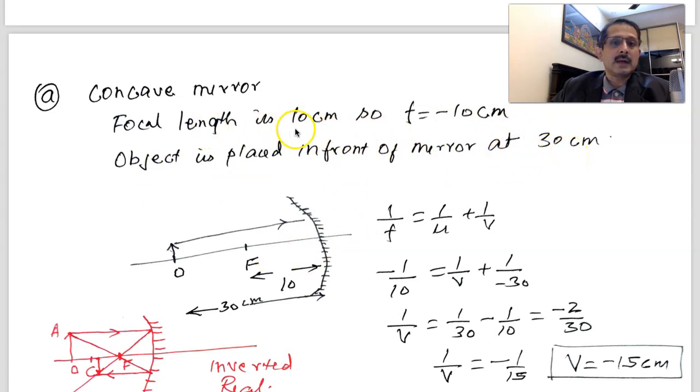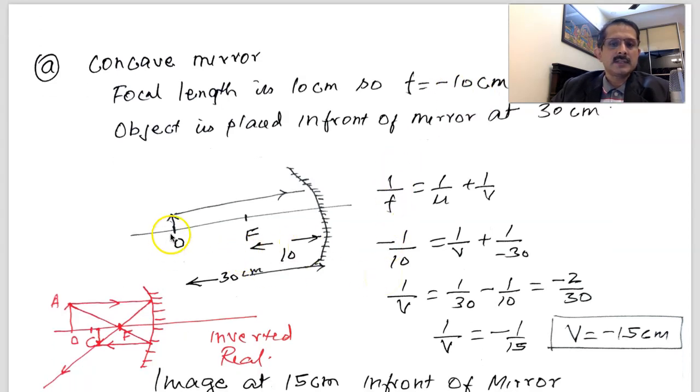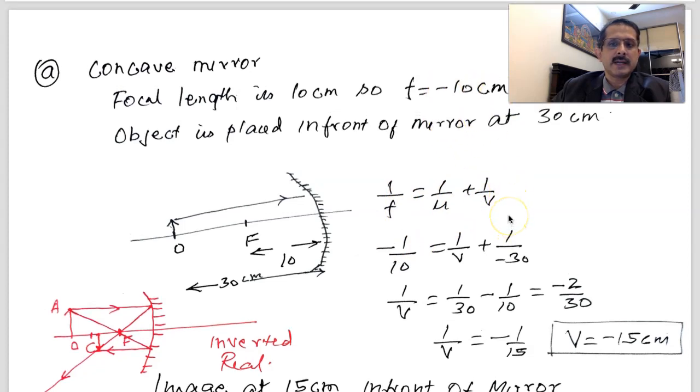In case of concave, focal length is always minus, so it is minus 10 centimeter. Now this is the rough diagram. If we draw, this is a mirror. Pardon me for the bad drawing here, but I think it is self-explanatory. We know 1 by f is equal to 1 by u plus 1 by v, and f is equal to minus 10 centimeter. The object is placed in front of the mirror at 30 centimeters, so this distance is 30 centimeter.